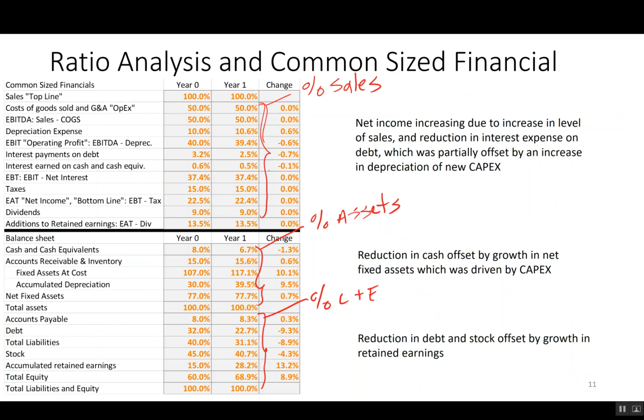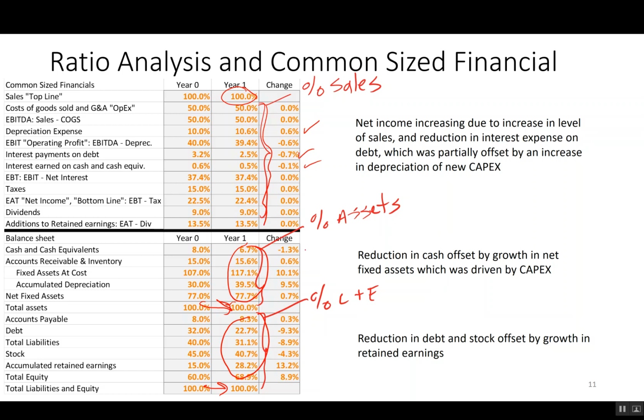Take all of your income statement items and divide them by sales. Take all of your assets and divide by total assets. Take all of your liabilities and equities and divide by L&E. And then you immediately see what happened in the firm. Looks like depreciation expense went up. That's going to basically offset our sales increase. Interest earned on debt decreased. That's from our debt repurchases, and we lost a little bit of interest on cash. So it's nice in that you can really see what's going on here.